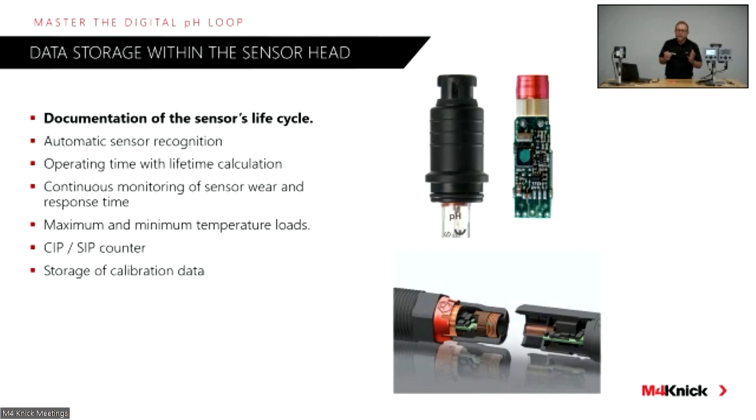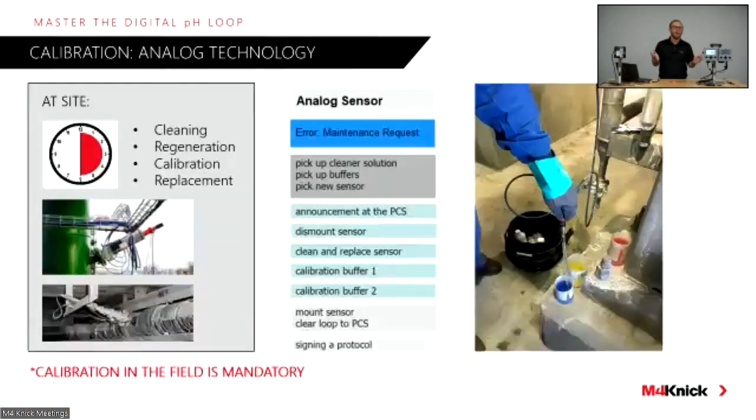And then finally, you know, really one of the most important things when it comes to digital sensing technology is storage of the calibration data. So when we're talking about industrial electrodes, industrial pH electrodes, we all are probably familiar with that those sensors age over time. And we have to compensate for the aging of those sensors, and we do that through the calibration process. Those of you that have a number of pH loops installed in your facility are probably very familiar with this process that's on the screen here, the calibration process.